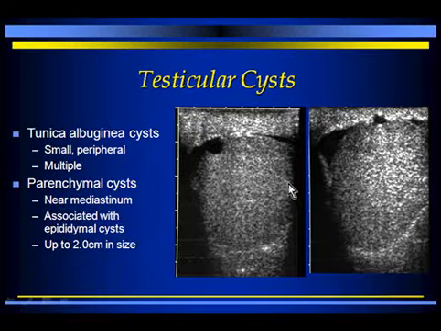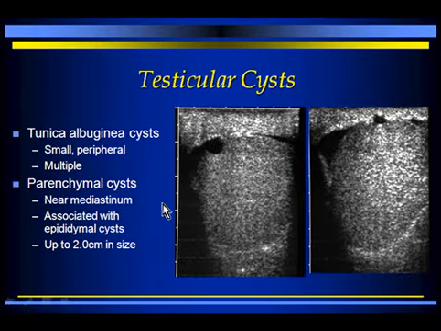Next, we're just going to move on to some benign findings in the testicle, which are important to recognize because they are leave-me-alone findings. This is a transverse image of a testicle. On the margin of the testicle, we see a small cyst. It's anechoic. It has through transmission. This is a tunica albuginea cyst. Often they are multiple. Usually they're small, and they can be seen around the periphery of the testicle. They have absolutely no significance.